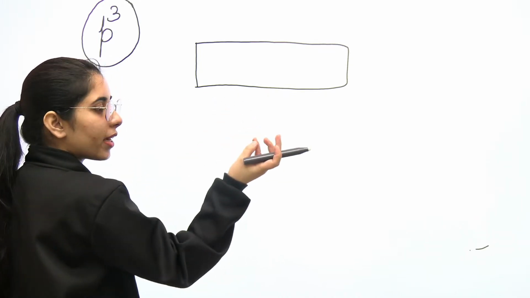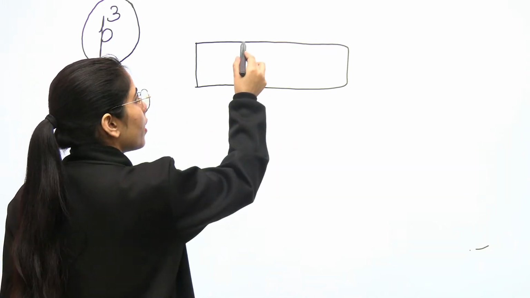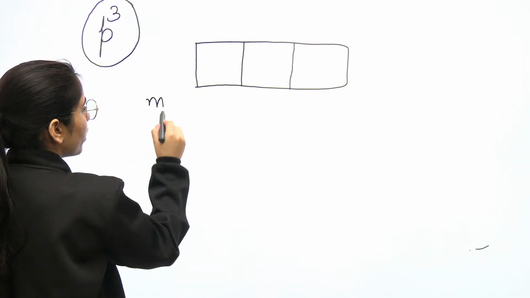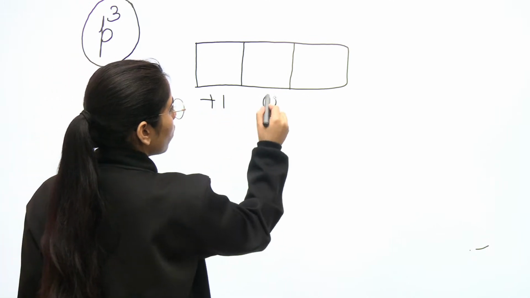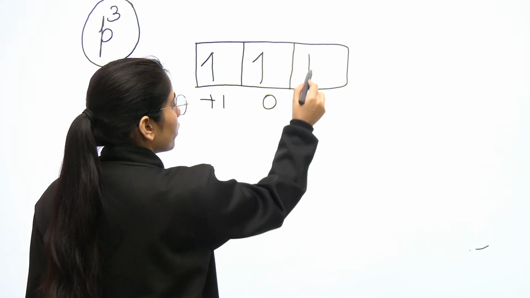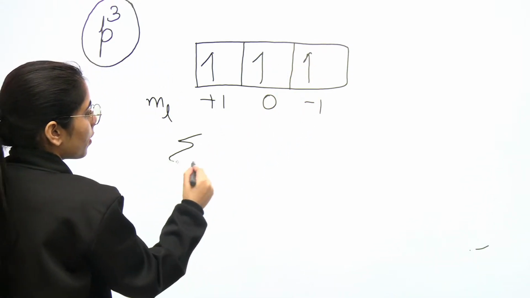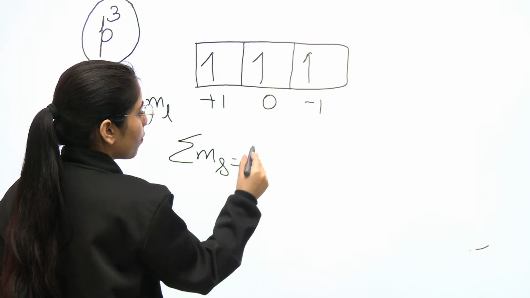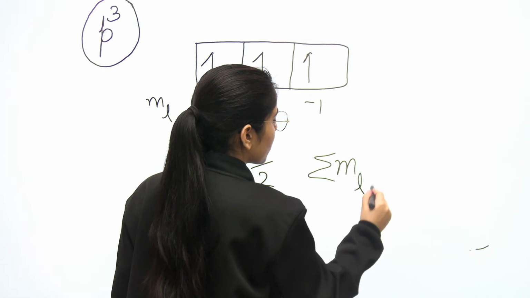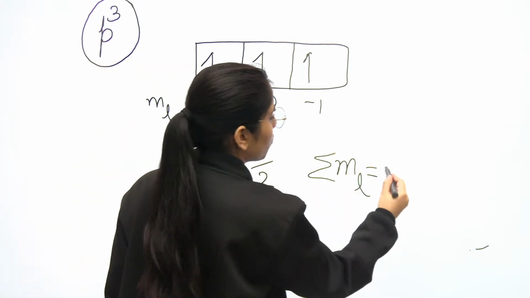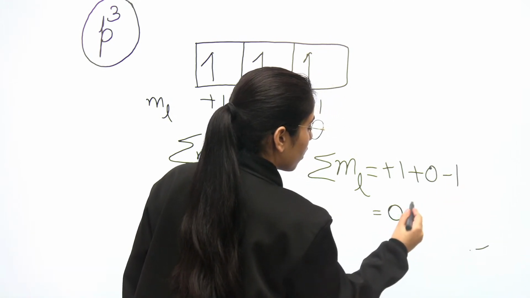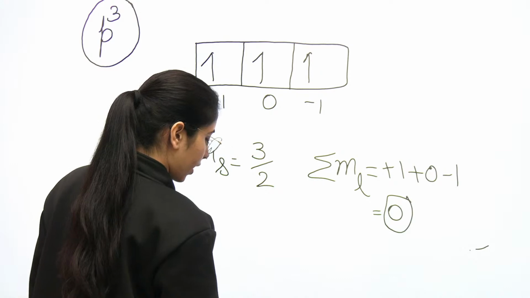What are the P values? S, P: 1. The L value for P, that's 1. The ML values will be what? Plus 1, 0, minus 1. How many electrons? 3. 1, 2, 3. Okay, write the summation MS values. It will be half, half, half, which means 3 by 2. Write the summation ML values, which means plus 1, 0, minus 1. It is going to give you 0. Clear? So this is what you are going to get from here.